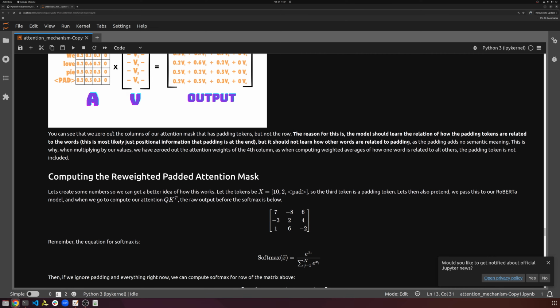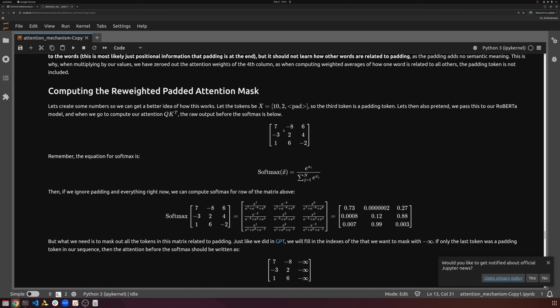Now, how do we do this zero out operation? We do it kind of like this. Let's pretend our tokens are 10, 2, and pad. These are my raw tokens, and I go ahead and create my attention matrix: 7, -8, 6, -2, 2, 4, 1, 6, -2. These are the raw outputs before we perform the softmax, the raw outputs of QK transpose.